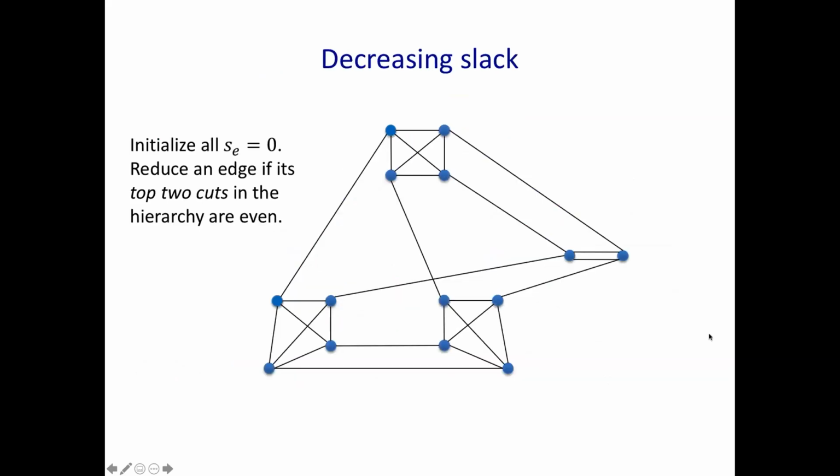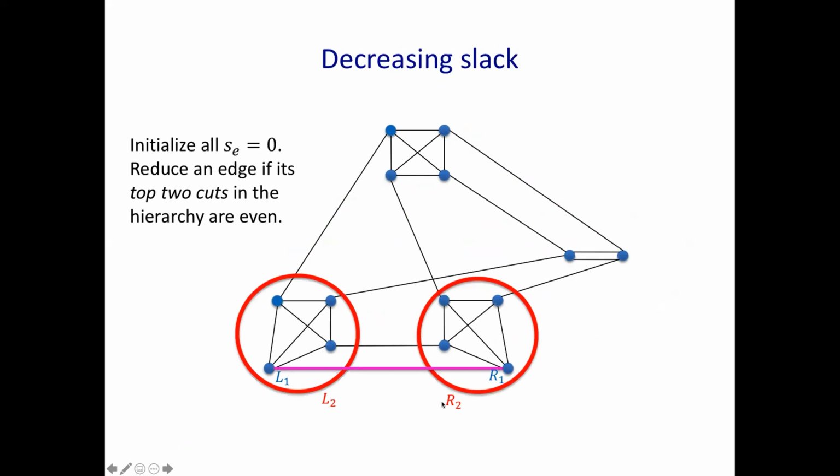So more formally, we decrease slack for this local reason if an edge's top two cuts in the hierarchy are even. So for example, look at our pink edge E. L2 and R2 are its top two cuts in the hierarchy. If the black edges here represent our sampled tree, here we would not reduce SE. They're both odd. This is intersection 3, this is intersection 1. However, if we sampled this tree instead, both cuts are even, and now we can reduce SE by its maximal possible reduction.